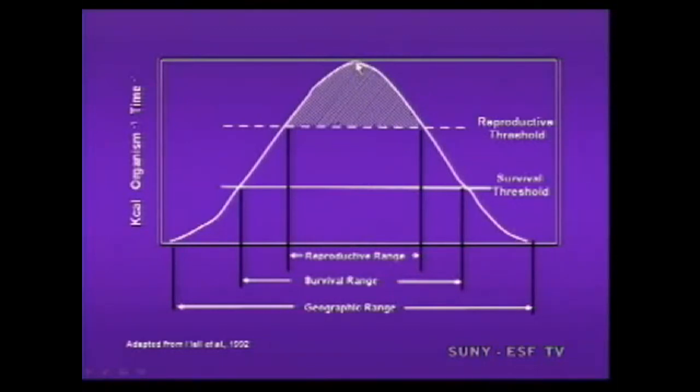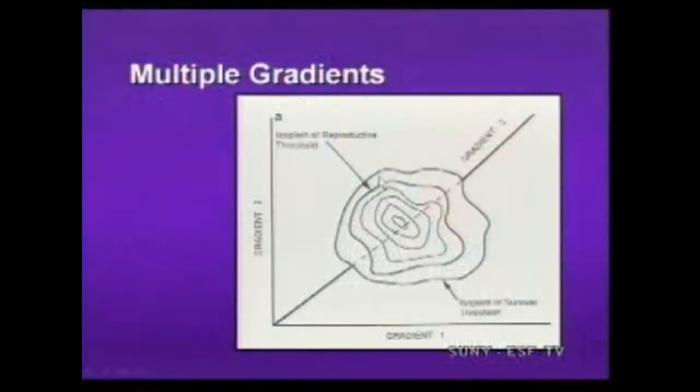Now we're going to expand this. We just did it with one gradient. What I want to do is add multiple gradients. The next slide I'm going to show you is the slide we just saw, but I'm going to turn it towards you so you'll be looking down on it, like on a map. So here it is. We're going to look down on it, and it looks a lot like this.